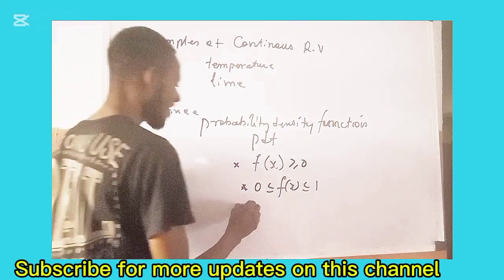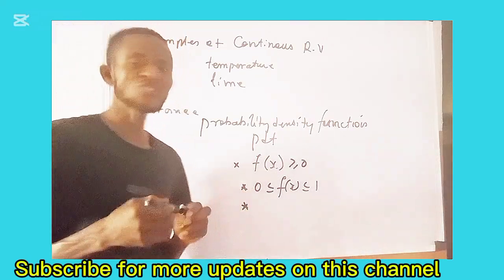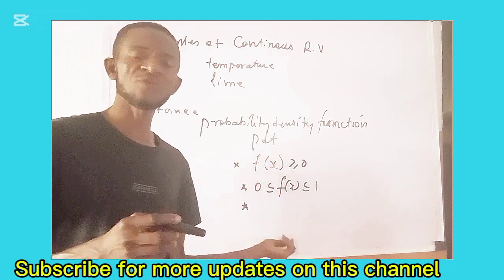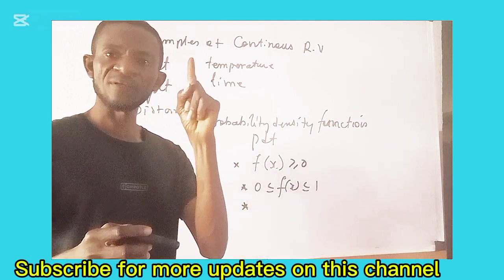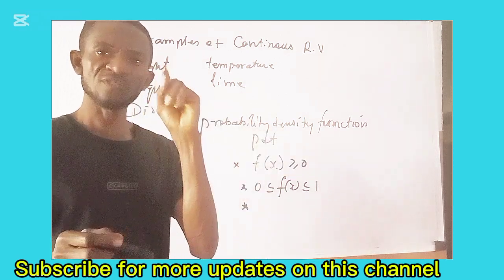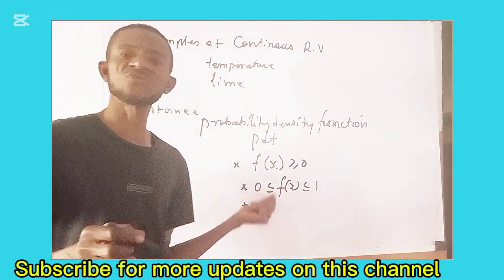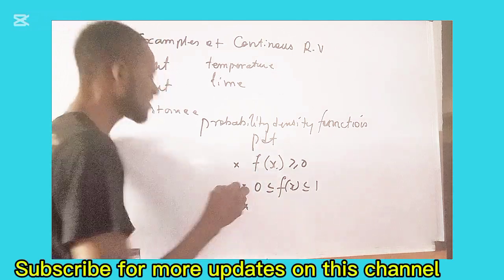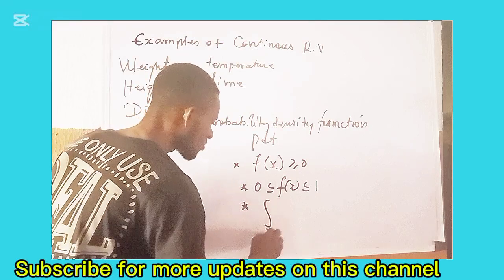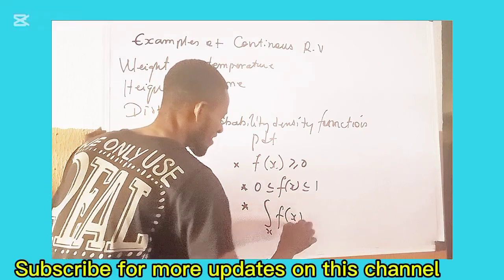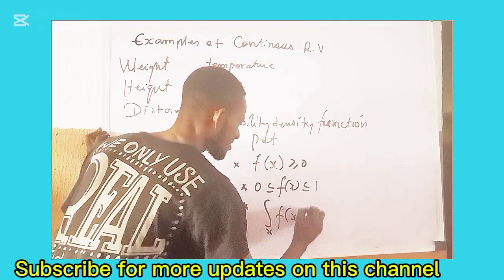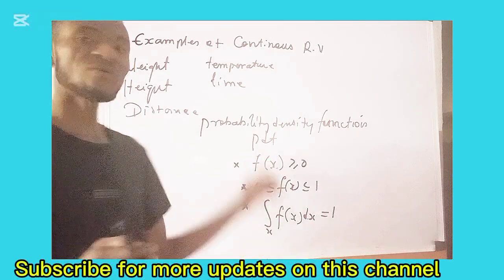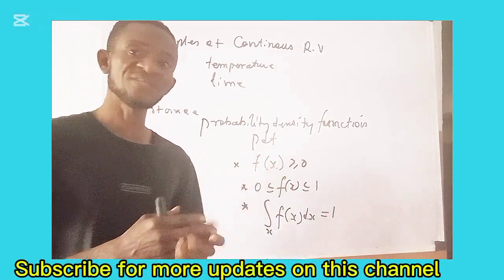And then the last but not the least is that the sum of this f of x over all the possible values of that x is going to give us 1, because the sum of all the probabilities is 1. But when we are talking about a continuous random variable, we don't talk about sum, we talk about integral. So we now say the integral over the range of x of f of x dx is equal to 1. So these are the properties of the probability density function.